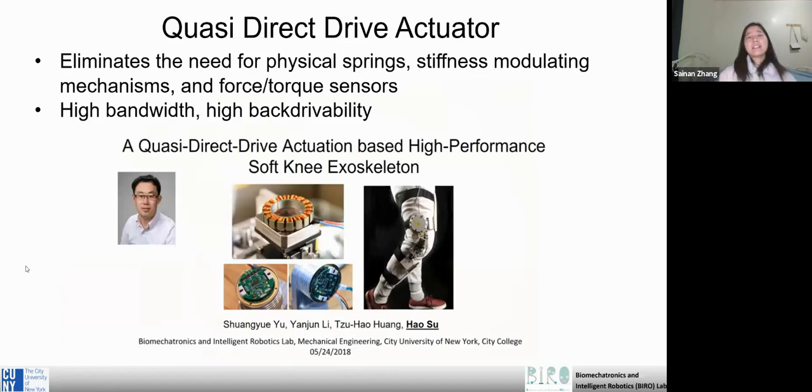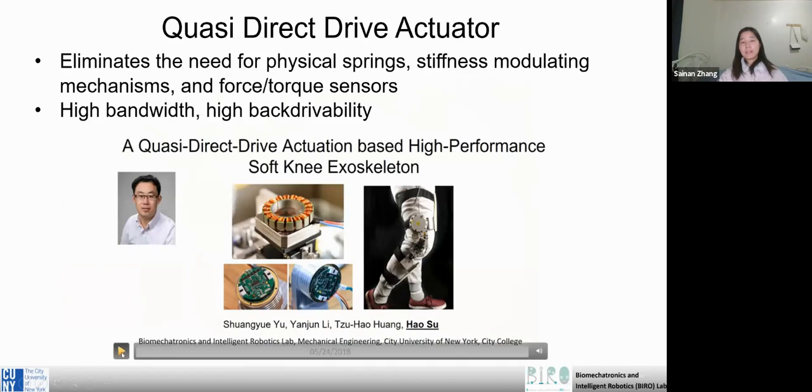And the next slide is the Quasi-Direct drive actuator. This kind of actuator paradigm can eliminate the need for the physical spring in the SEA, and the stiffness modeling, mechatronics, and force torque sensors. And it can have both high bandwidth and high backdrivability. And here is a video presented by Professor Su, where he talks about why the QDD is advantageous in the exoskeleton.